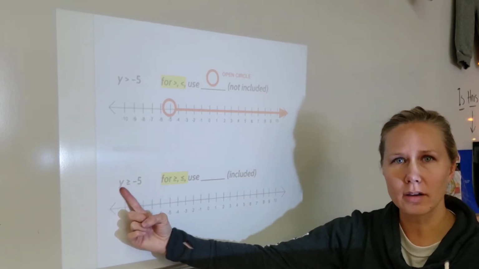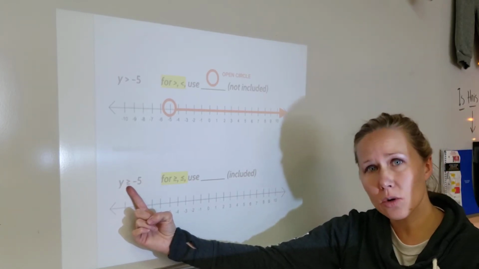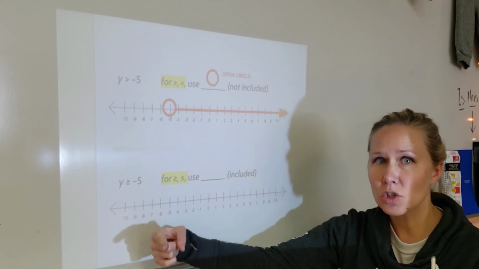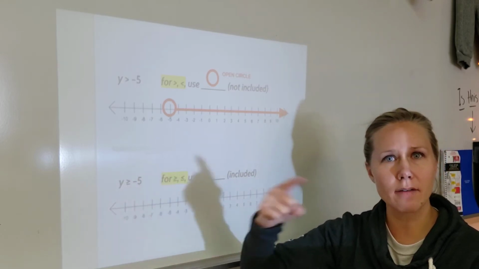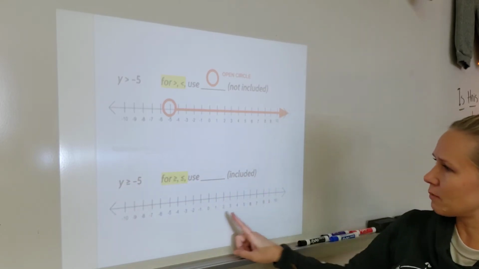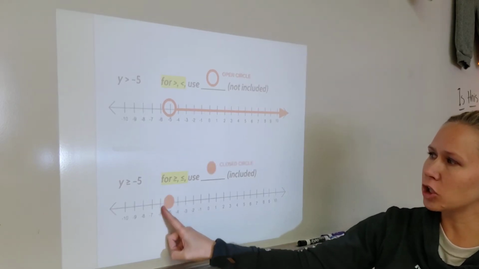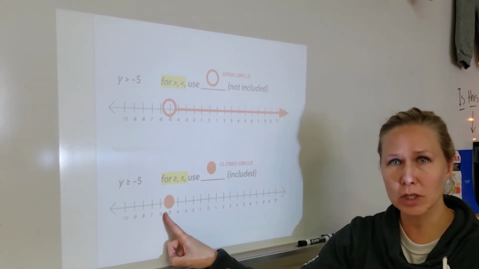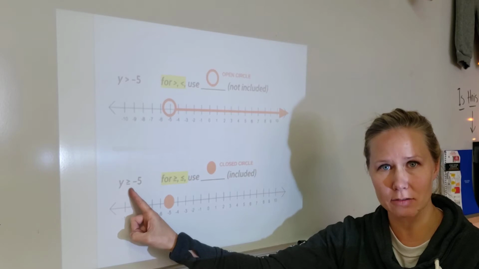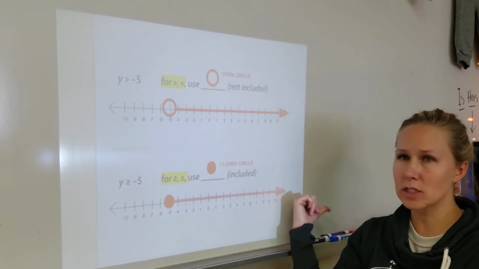Here, all numbers that are greater than or equal to -5. So because I say equal to -5, I want to include it. So I'm going to find my -5 and I'm going to make a closed circle at -5 to include it because it says it could be equal to -5. Or everything greater than going to the right.